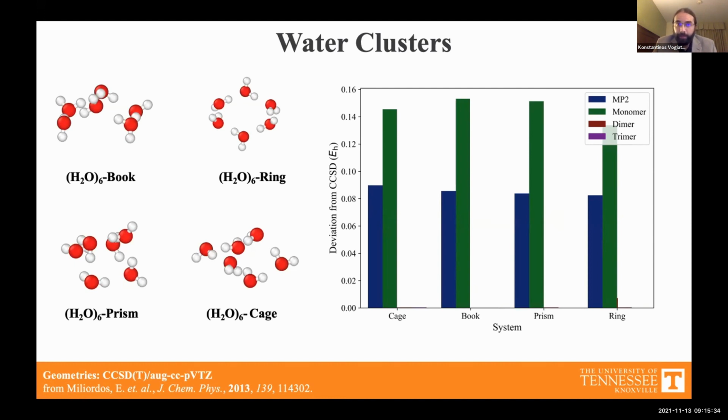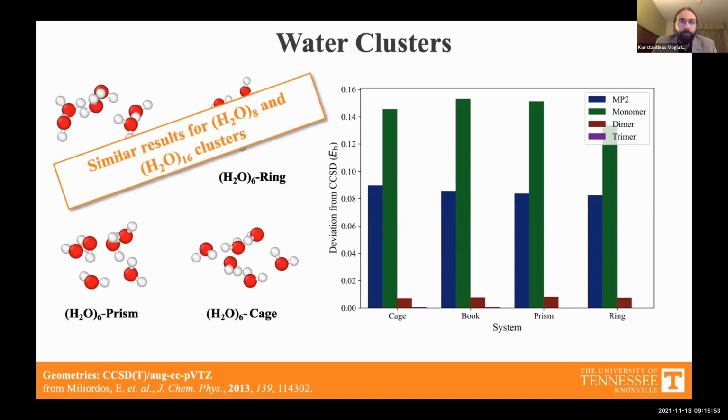When we introduce data from water dimers, this error drops to 0.01. And if I introduce also data from trimers, this error goes to 0. So again, this shows that the model is able to learn accurately the physics, or the chemistry if you prefer, of the water clusters. And we show some similar behavior for larger clusters as well.